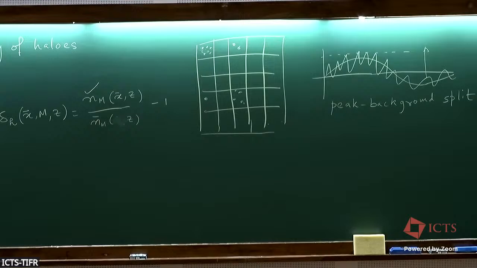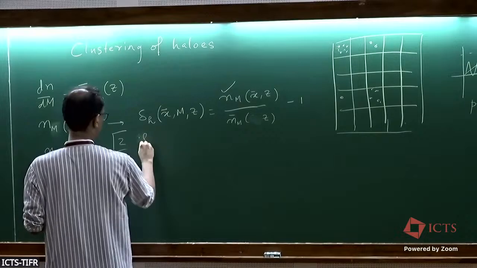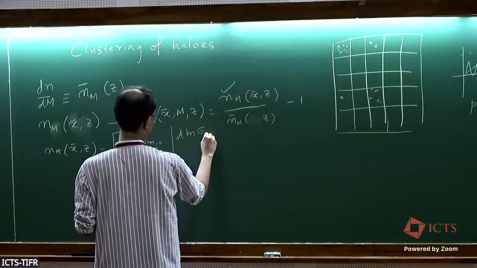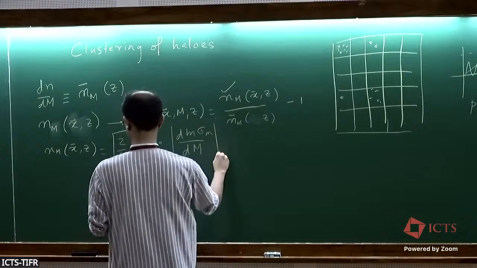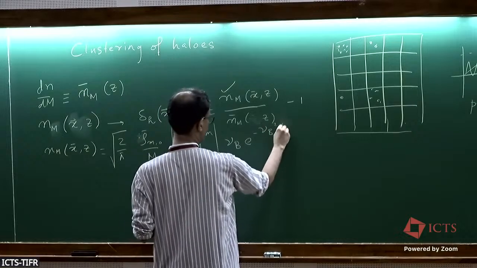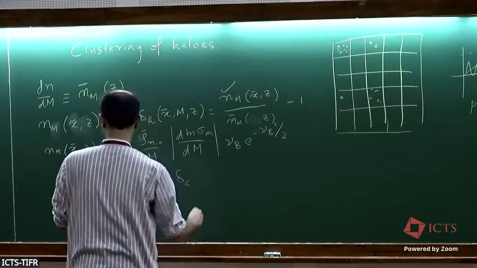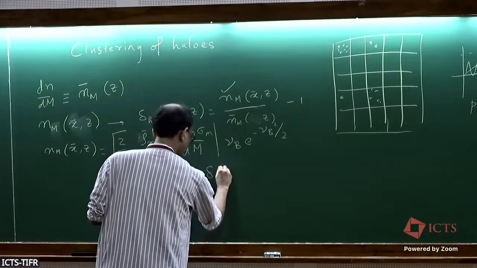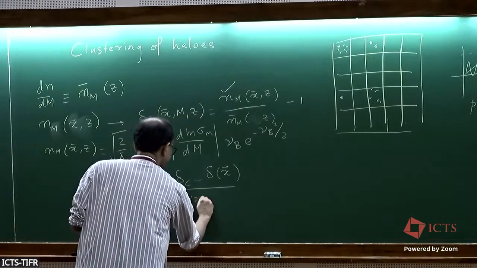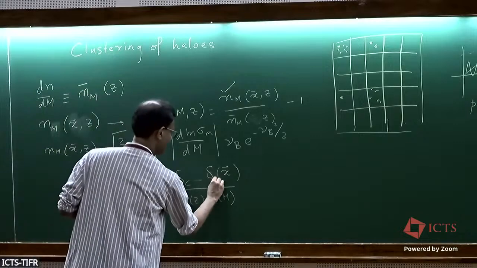of x, z, I will write the same formula, 2 by pi, rho bar by m, d ln sigma m by dm, and then I write something I call nu b, e to the minus nu b square by 2, where now this nu b is nothing but delta c minus delta of x divided by D plus z sigma m. This is the standard matter density.